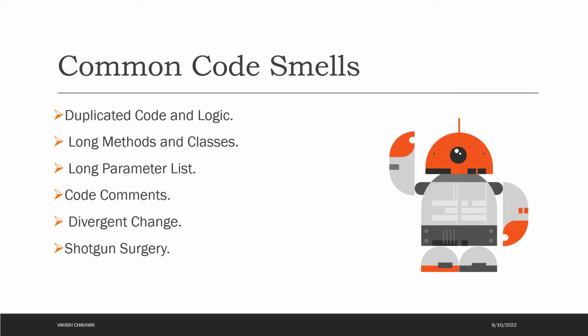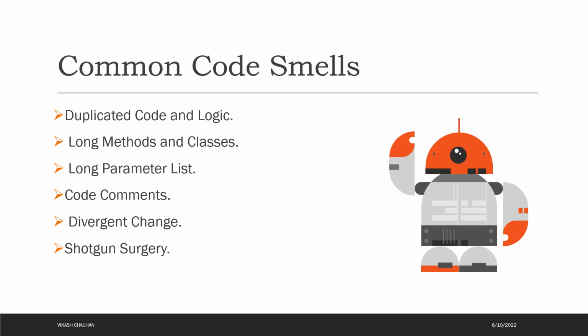Code smells are divided into multiple categories. So here we are going to discuss some common code smell categories. The first one is related to duplicate code and logic. As we discussed earlier, your logic is duplicated in multiple places in your application source code.